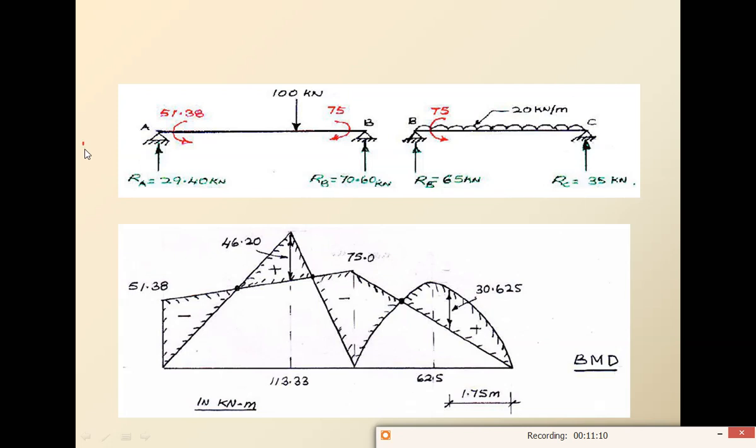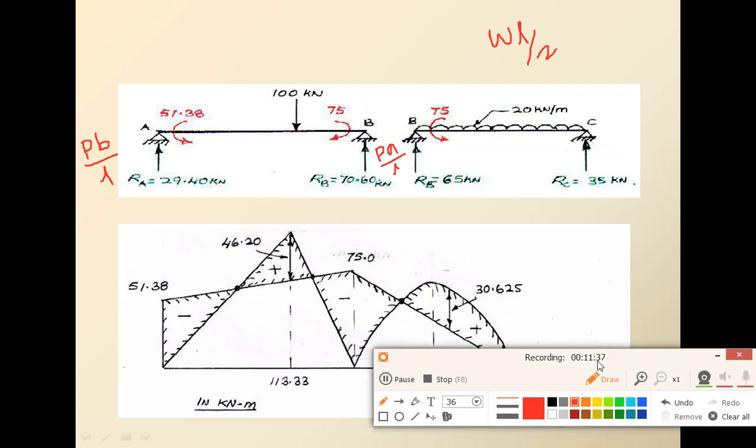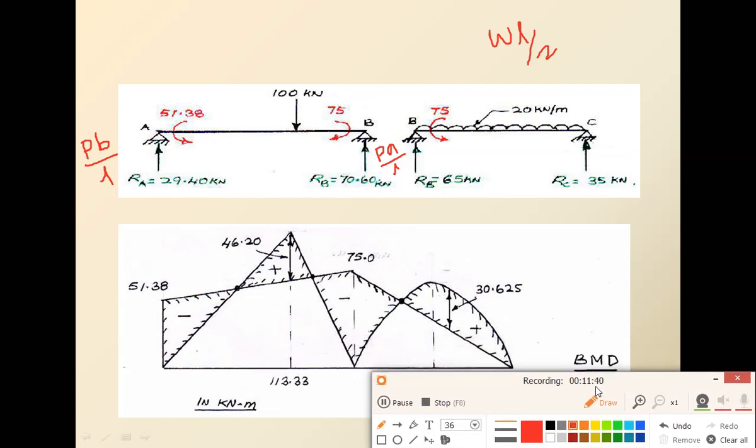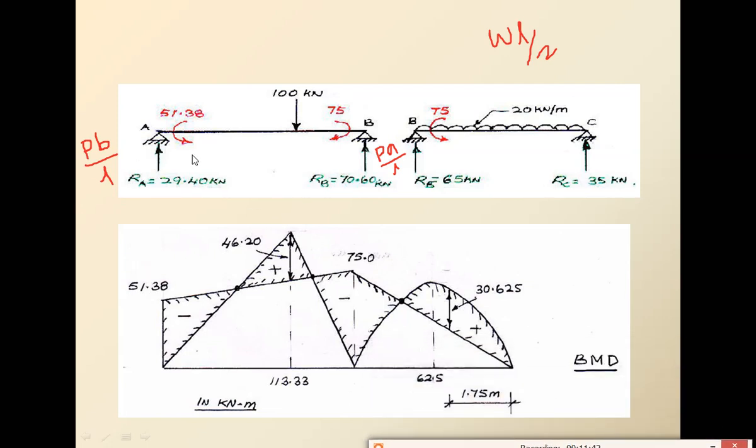For example, this 100 kilonewton, which is not at the midspan, induces a support reaction of Pb by L at A and Pa by L at B. Similarly, this UDL will induce a reaction of wL by 2. So first you have to write these reactions due to the applied load. Then there are end moments.